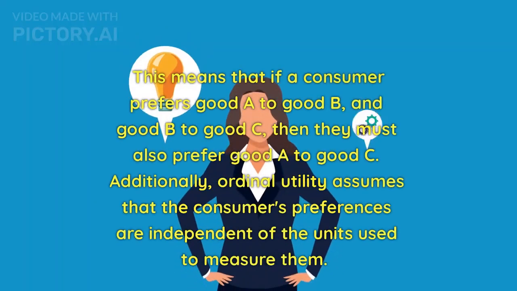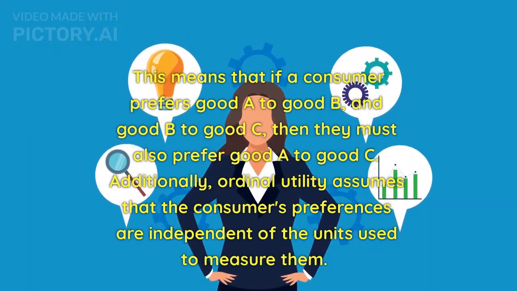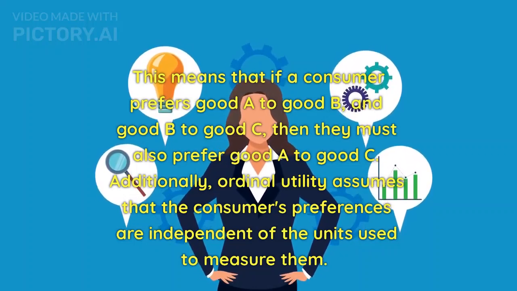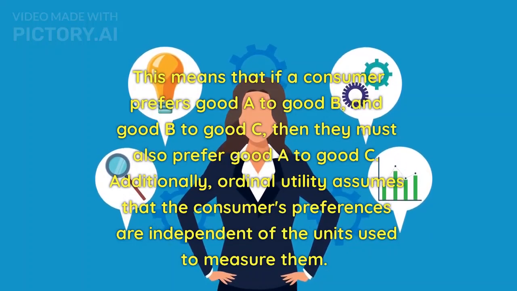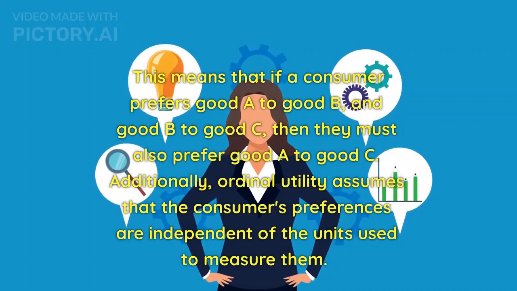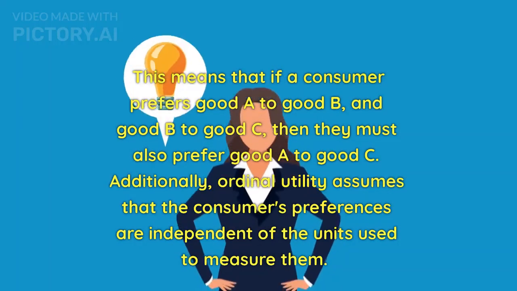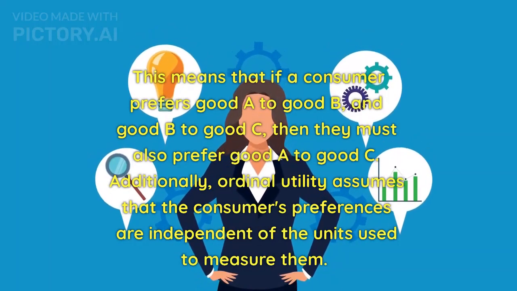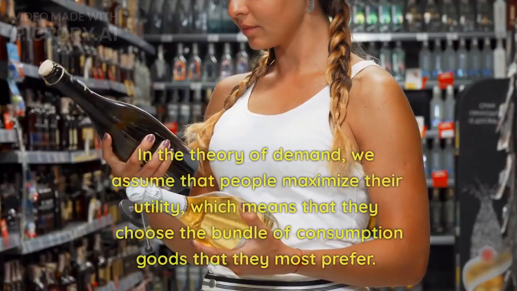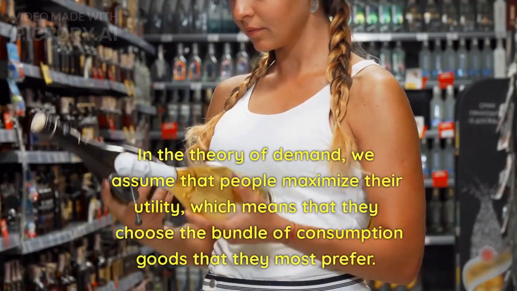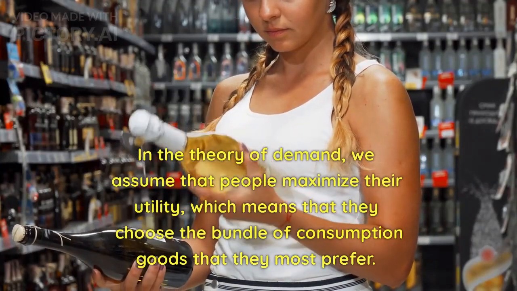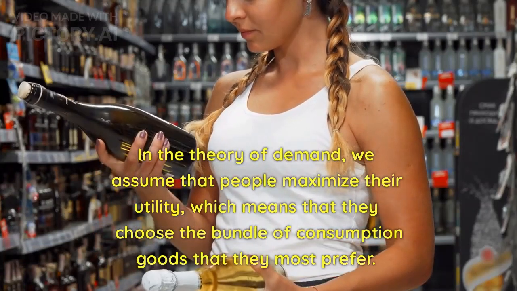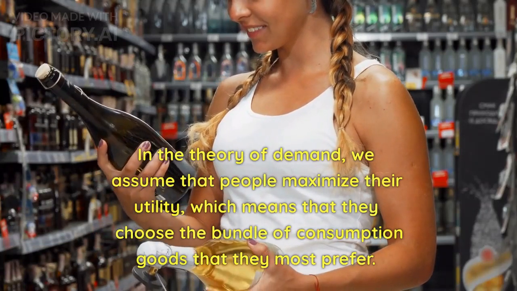This means that if a consumer prefers good A to good B, and good B to good C, then they must also prefer good A to good C. Additionally, ordinal utility assumes that the consumer's preferences are independent of the units used to measure them. In the theory of demand, we assume that people maximize their utility, which means that they choose the bundle of consumption goods that they most prefer.